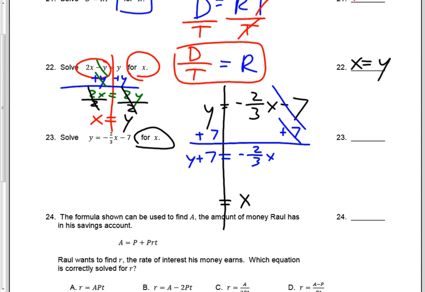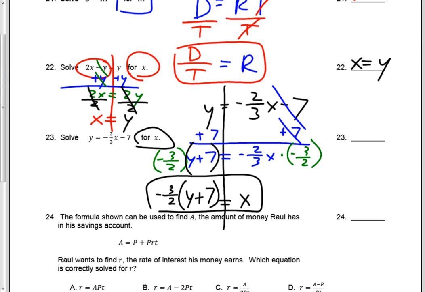Is it alone yet? How do you get rid of that? Negative 3/2, but you have to watch yourself. Is negative 3/2 only multiplying the y? Multiplying the whole side. So what do you have to put in here? We are done. You don't have to do any more work. Is x by itself? You're done. That's what you were attempting to do.